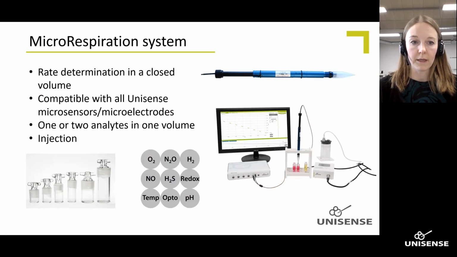With the system, you can measure respiration rate and metabolic rates in a closed chamber. All the Unisense sensors are compatible with the system, so you can measure all these different analytes. And you can measure with 1 or 2 analytes in one volume. And you also have the possibility to inject a substance into your sample and look at the immediate change of the metabolism.